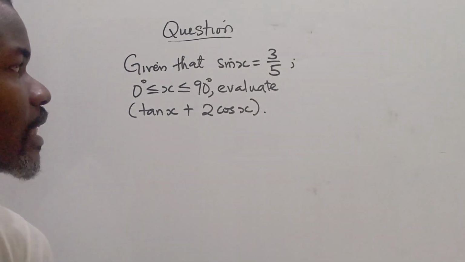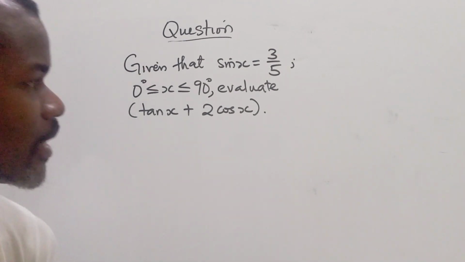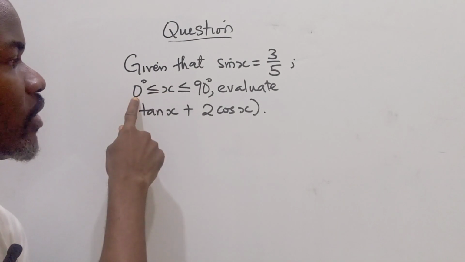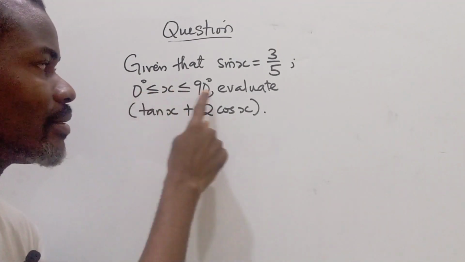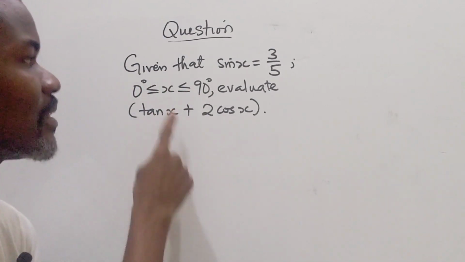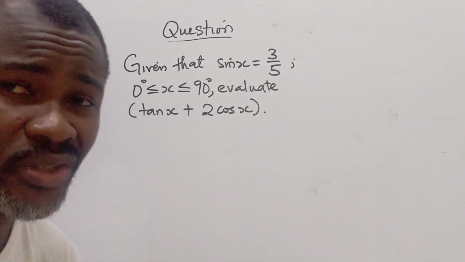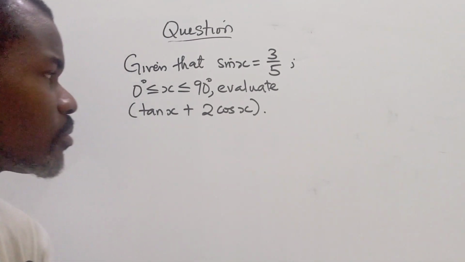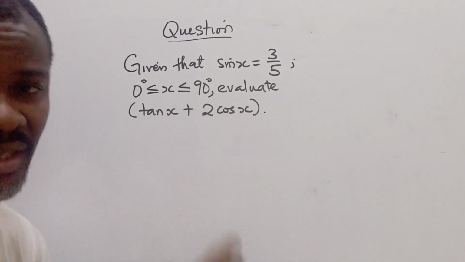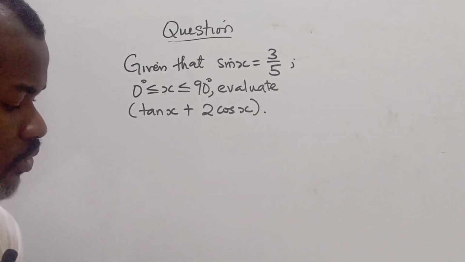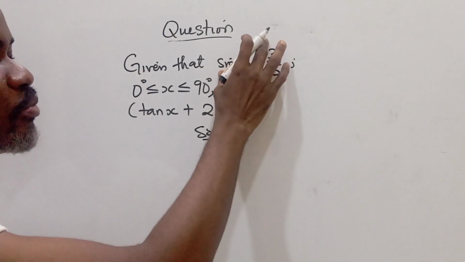It says, given that sine x is equal to 3 over 5, and the value of x is within the range of 0 degrees to 90 degrees. When you see this, you just have to understand that they are telling you the range of the value of x. That x is within the range of 0 degrees to 90 degrees. So evaluate tan x plus 2 cos x.